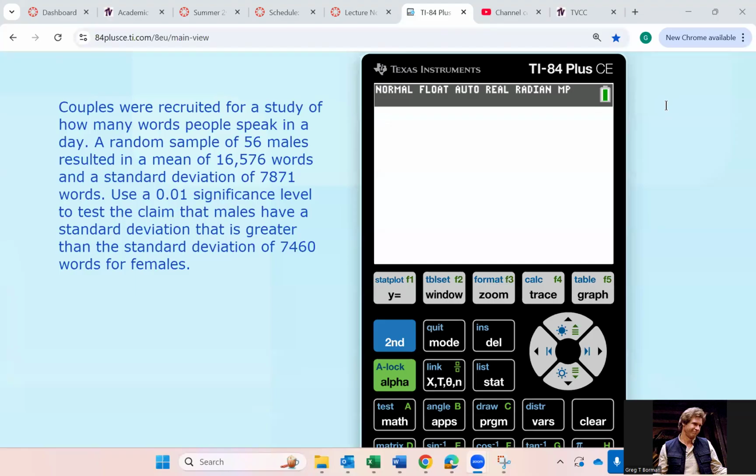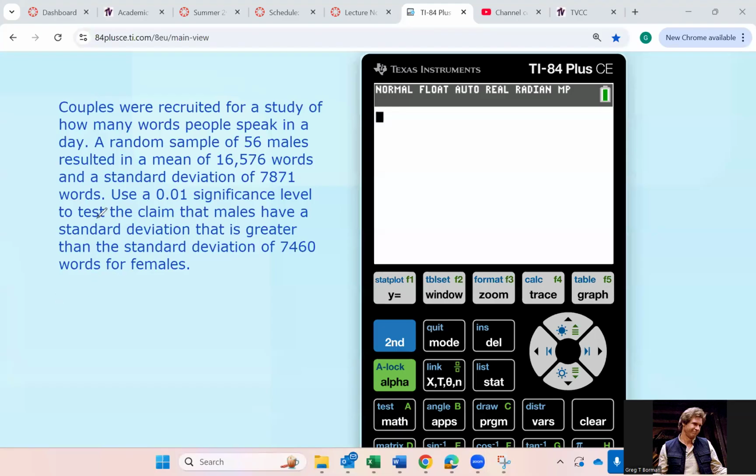Okay, here we are. Couples were recruited for a study of how many words people speak in a day. A random sample of 56 males resulted in a mean of 16,576 words and a standard deviation of 7,871 words. Use a 0.01 level of significance to test the claim that males have a standard deviation that is greater than the standard deviation of females, which is 7460. All right, now, so where are we at here?